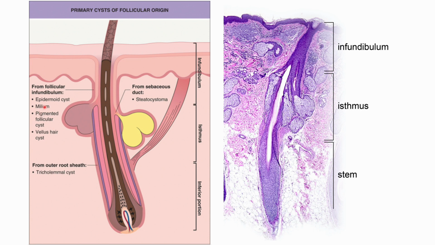If the cyst is derived from the lower portion, such as the isthmus and inferior portion junction, more specifically, if the cyst has outer root sheath differentiation, we are dealing with a tricholemmal cyst or pilar cyst, which is the same thing. And if the cyst is derived from the sebaceous duct, which is here, we have the steatocystoma. The next picture has a better histologic demonstration.